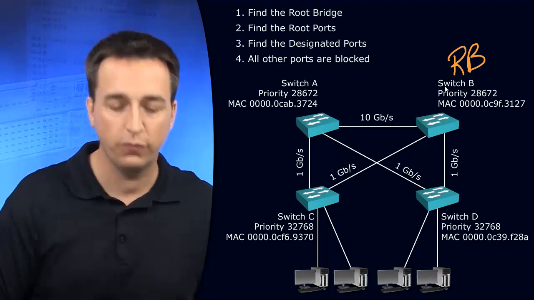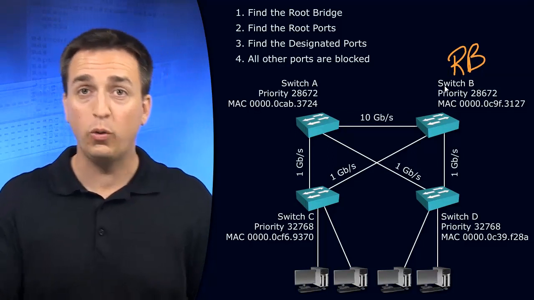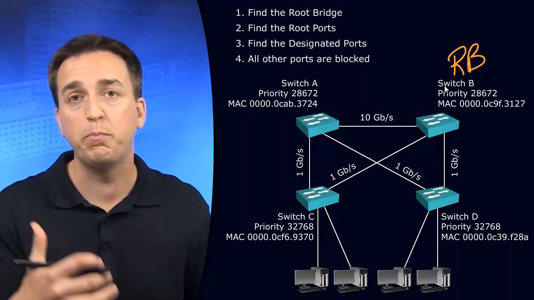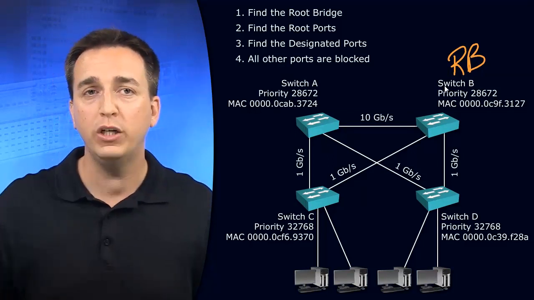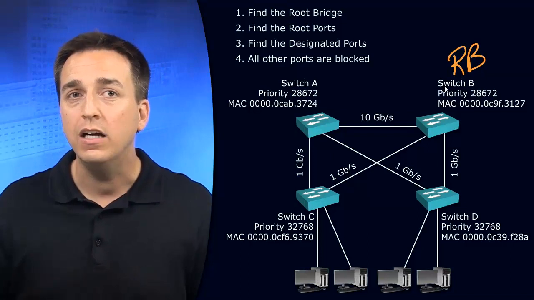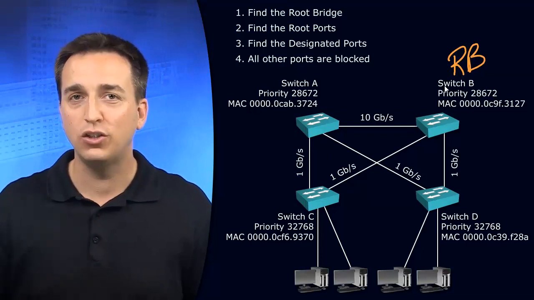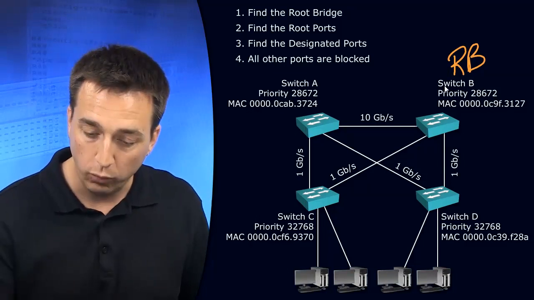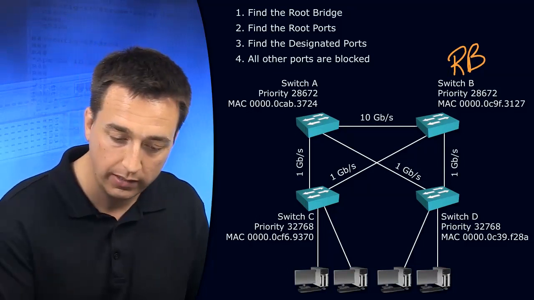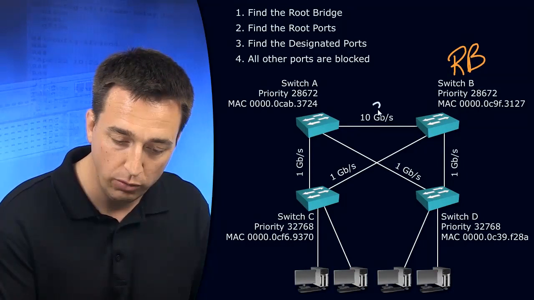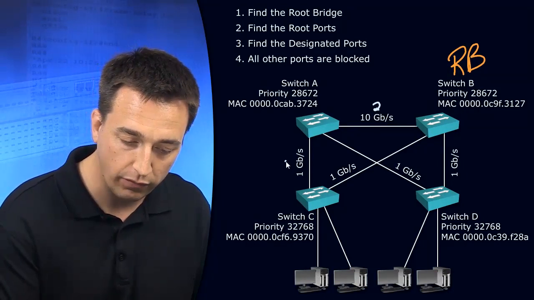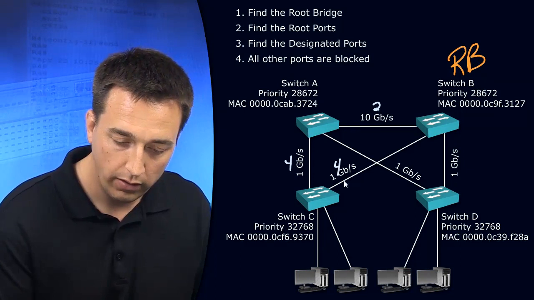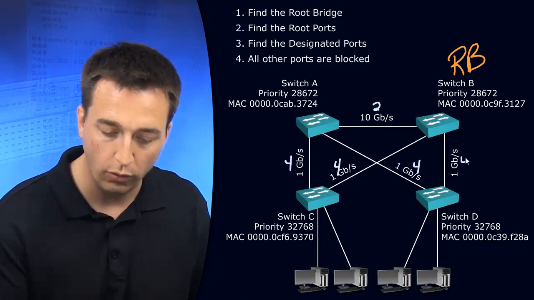Now let's examine this further, because we want to find the root ports now. The root ports are going to be the ports on the non-root bridges, so switches A, C, and D, that are closest to the root bridge. And we have link speeds here, meaning that there will be costs associated with this. This is going to have a cost of 2. This is a cost of 4, cost of 4, cost of 4, and a cost of 4.